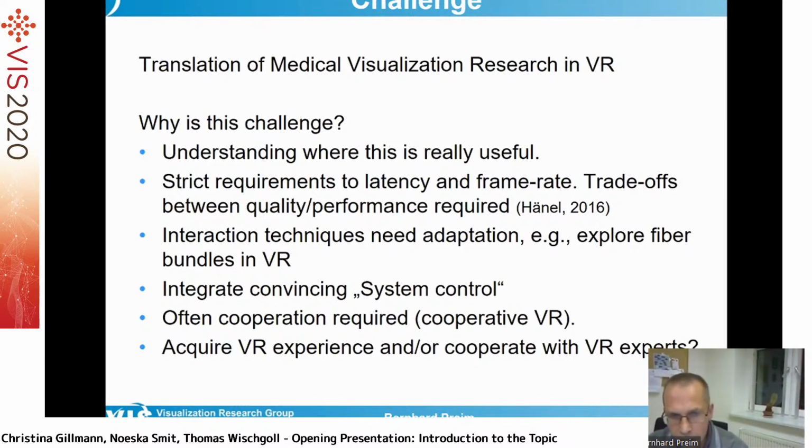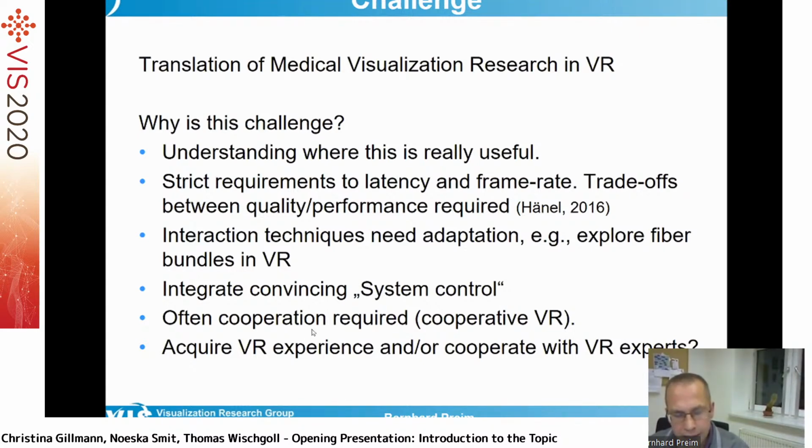In VR, there are stricter requirements to latency and frame rate than we would have them in a desktop situation. If you move your head in VR and expect that head tracking works and the system is not able to immediately update the visualization, you really get headaches. So that should work. Many interaction techniques need to be adapted. System control, as mentioned, is also important.